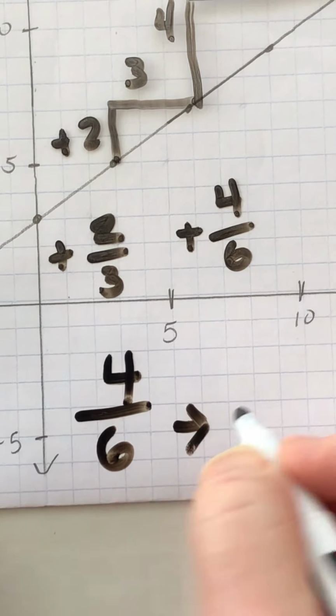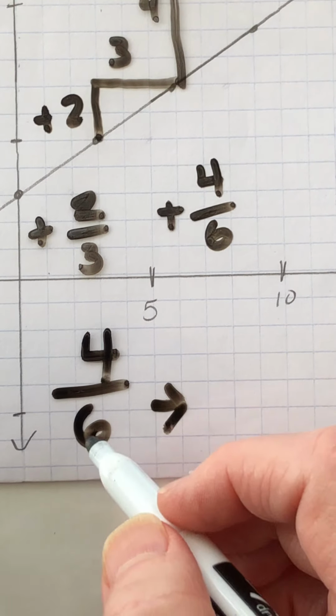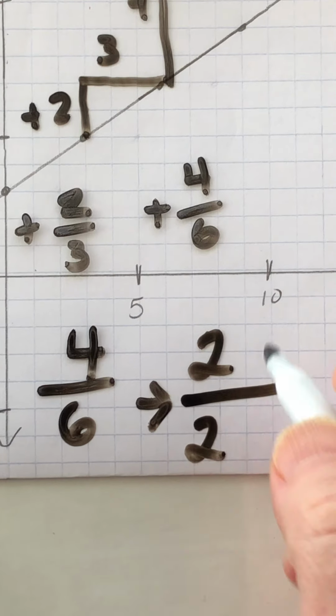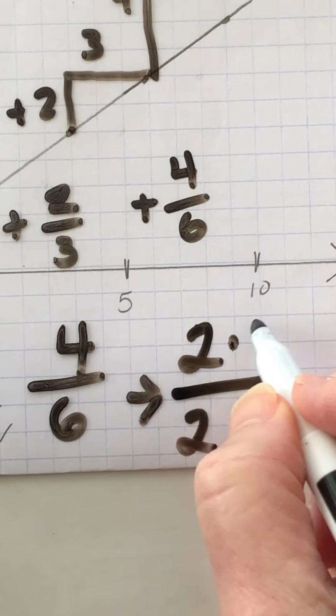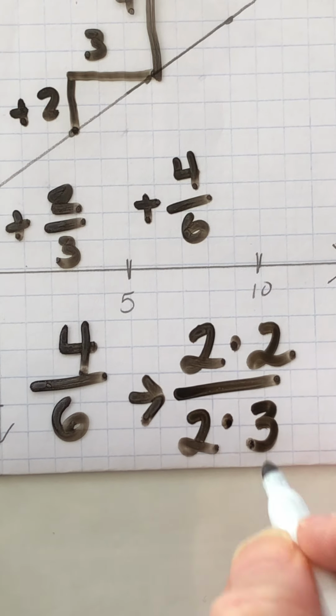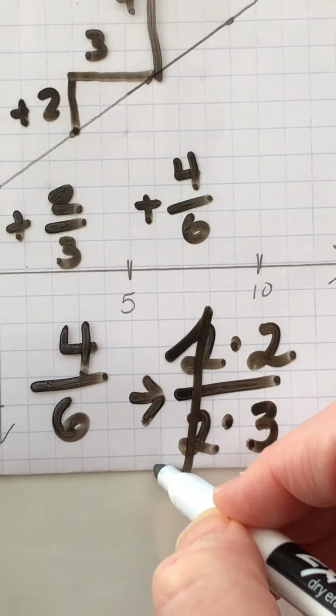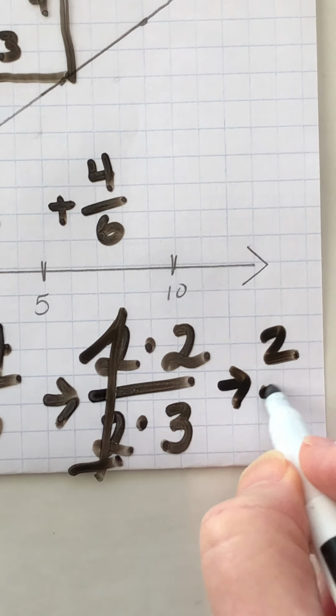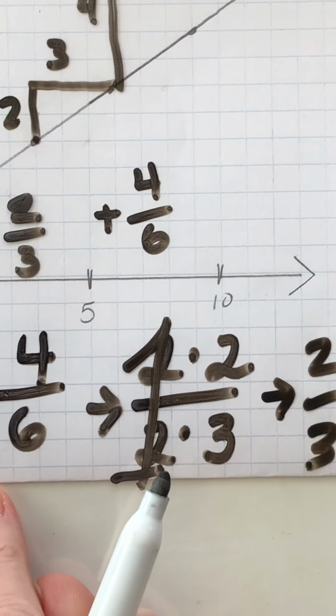Because if I take my 4/6 and break that down from a common factor, 4 and 6 have a common factor of 2. So I'm going to rewrite 4 as 2 times 2, and I'm going to rewrite 6 as 2 times 3. And then that common factor makes a big 1. So here I'm showing that 2/3 and 4/6 are equivalent.